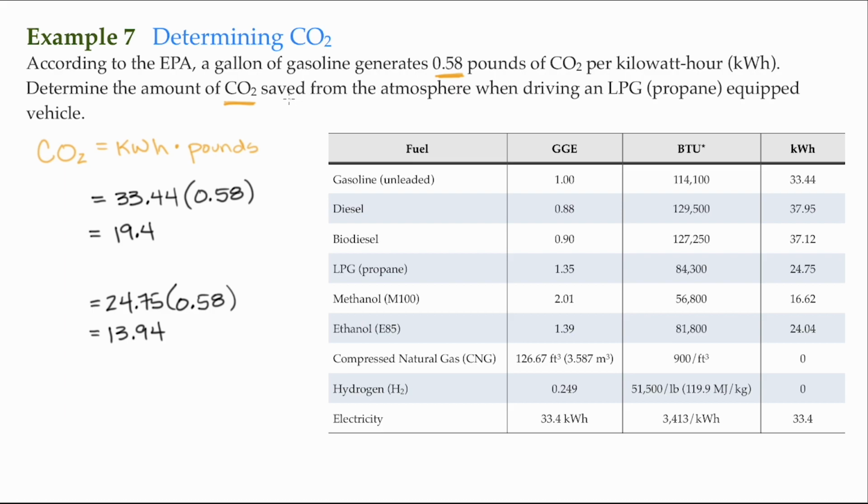So we want to determine how much is saved. Well, if gasoline emits about 19.4 pounds of CO2, and equivalently, liquid propane emits about 13.94, then we simply subtract one from the other. So using a liquid propane, it's going to save about 5.46, I should say, pounds of CO2 from entering the atmosphere. And there we go.